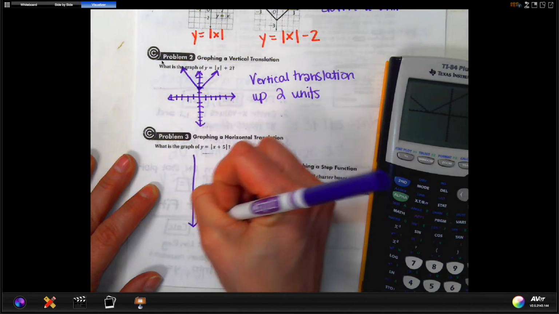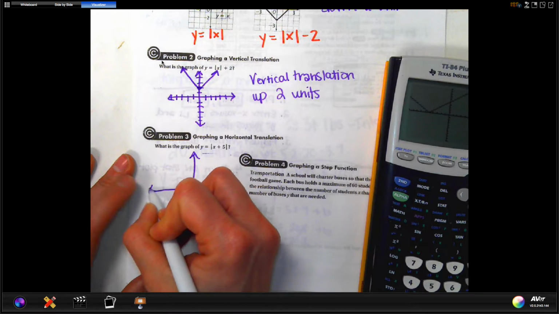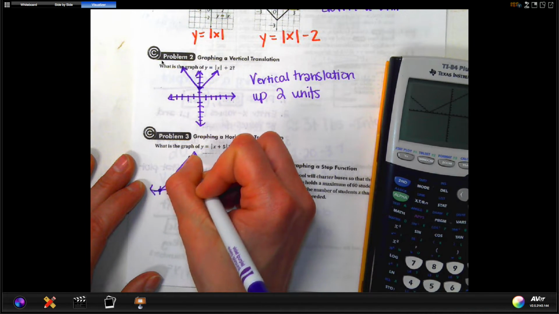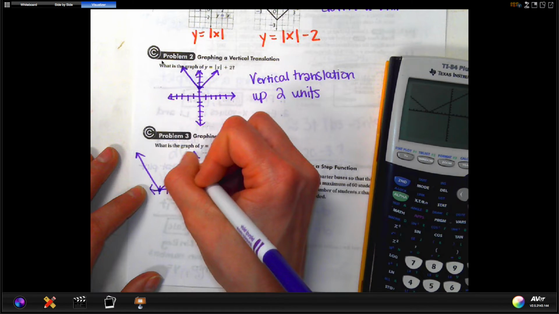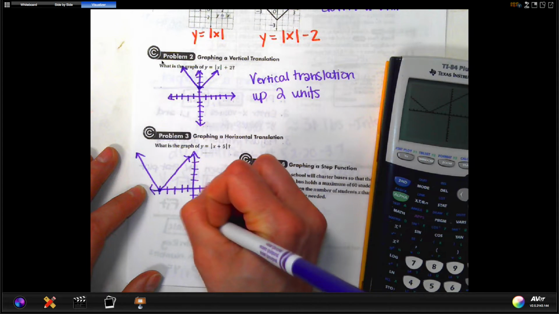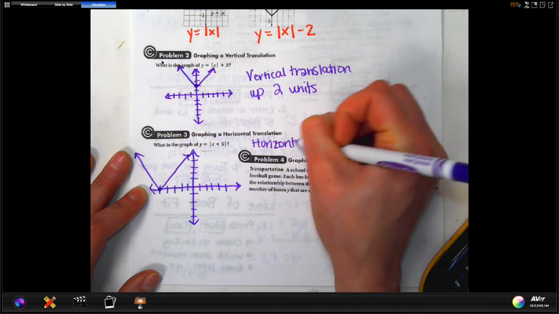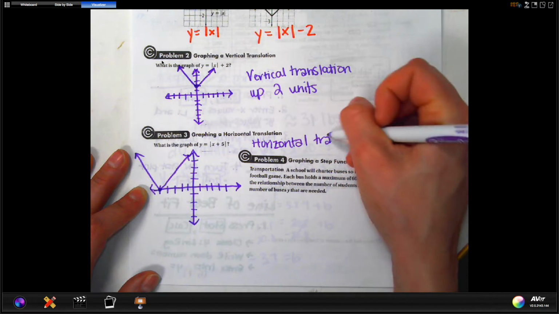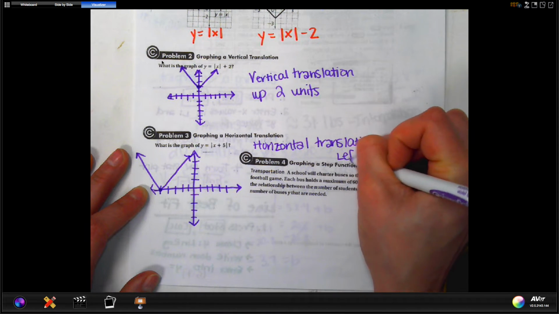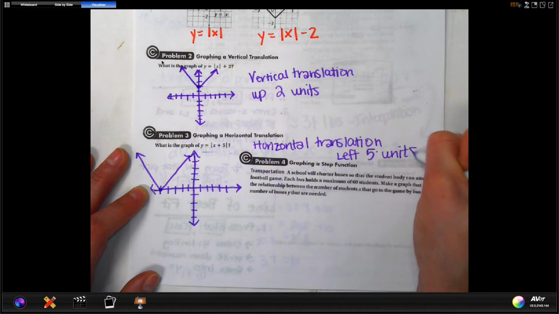Okay, so what is the graph of that? We can draw a little graph. Right? And where is our vertex then? Left how far? 5. So that's going to be here. And then, again, it's going to travel up from there. All right. And so in words, we would describe that like this. We would say it is a horizontal translation left 5 units. And that's how we do it.